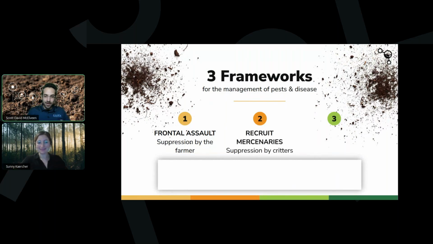Framework 2, I'm not making it exclusively my responsibility to deal with the disease. I'm going to recruit help. I'm going to recruit bodyguards, mercenaries, and let them help suppress the disease. The motto here would be, the enemy of my enemy is my friend.